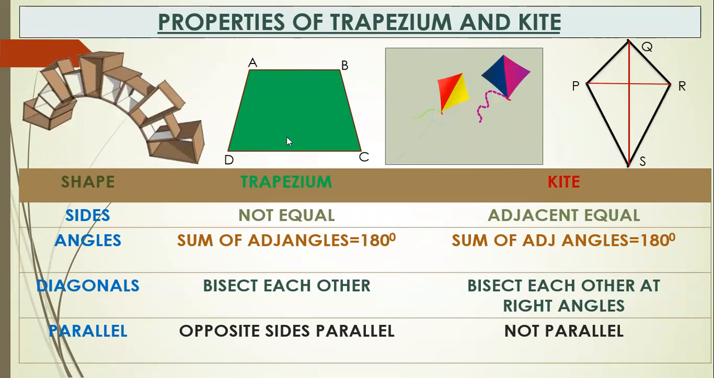Diagonals of the trapezium. The diagonals of the trapezium bisect each other, and here in the kite, the diagonals will bisect and they are perpendicularly bisect. So perpendicularly bisect means when you look at the angle at the intersection part, it will be equal to 90 degrees. And the opposite sides are definitely parallel in a trapezium. And when you look at the kite, the opposite sides are not parallel.